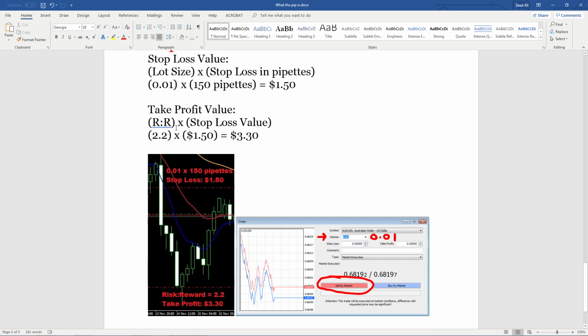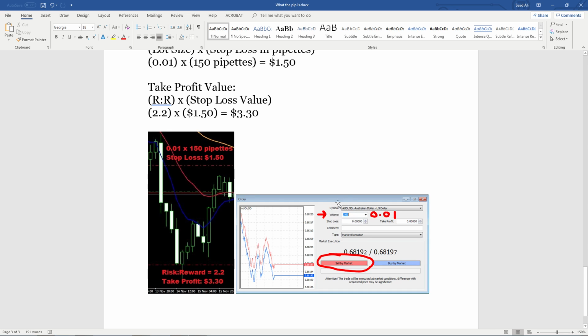And then your take profit value is your risk to reward multiplied by your stop loss value. So if your risk to reward is 2.2, you multiply that by 1.50, which is your stop loss dollar amount that we calculated, and it is $3.30. So basically, in this trade, our lot size was 0.01. Our calculation was 0.01 multiplied by 150 pipettes, which gave us a $1.50 stop loss, and then our take profit was $3.30. So I hope you understood that part.